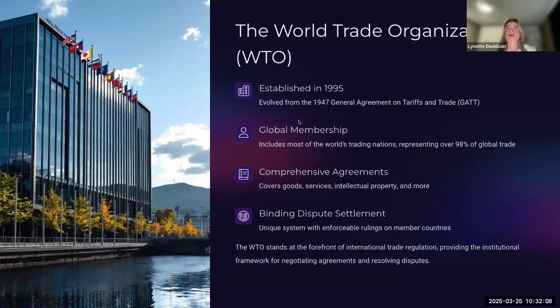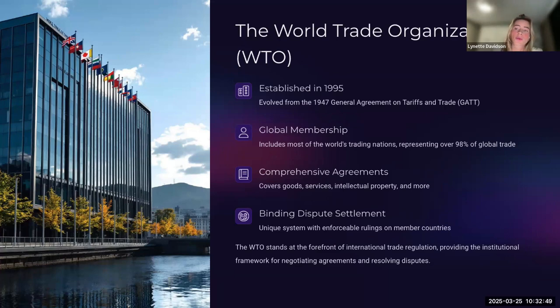Now, if we look at the WTO, the World Trade Organization, it was established in 1995, created after the Second World War. We have a global membership, and it has comprehensive agreements that cover many, many different items. You can go to the website and look for more information if you'd like to find out more. There is a binding dispute settlement system, which is quite unique. And it basically stands at the forefront of international trade regulation, and it needs to provide the framework to help negotiate agreements, but also to resolve disputes. So it's basically the backbone of international trade law.